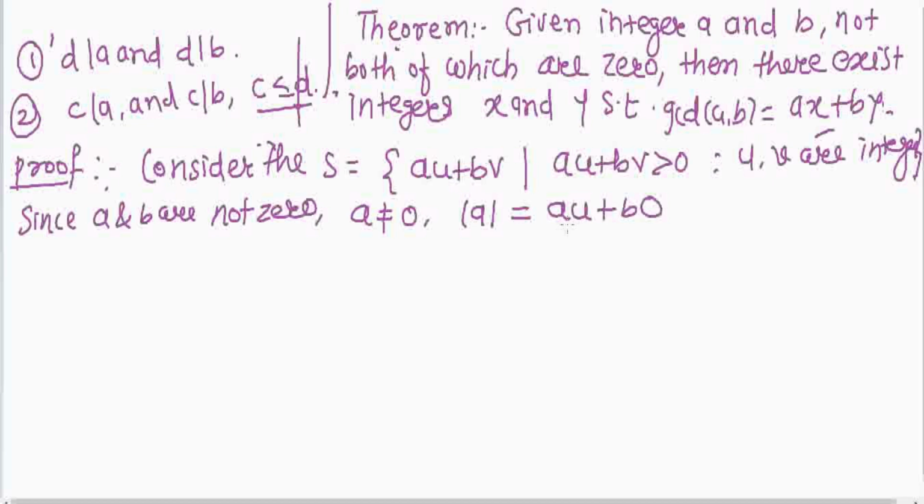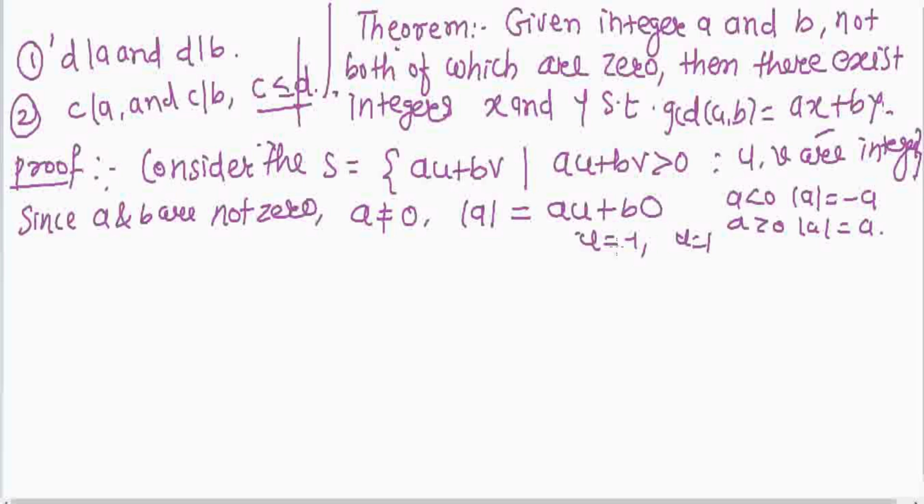Okay, so if A is negative, then mod A is equal to minus A. If A is less than 0, then mod of A is equal to what? Minus A. And if A is positive, then mod of A is equal to A. And according to that, we have U equal to plus or minus 1. If A is less than 0, then U is equal to minus 1. If A is greater than 0, U is equal to 1.